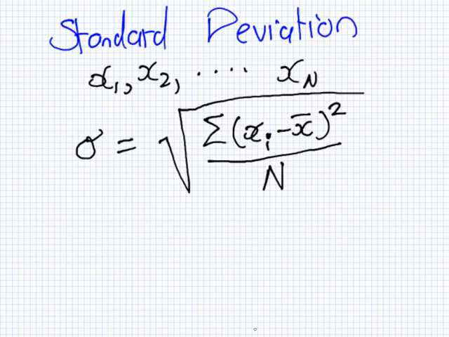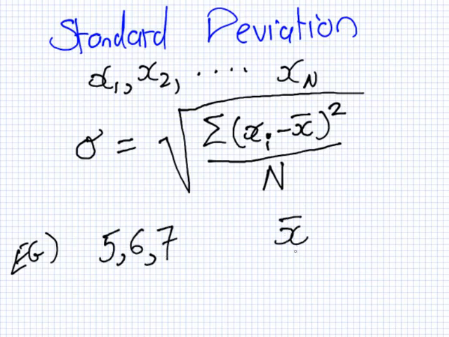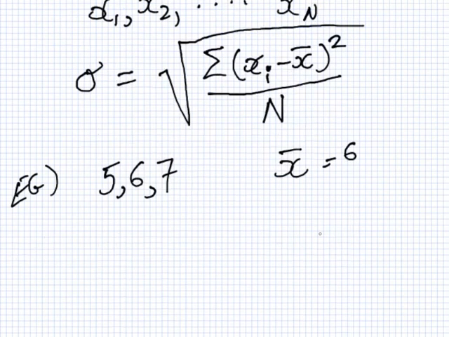Okay, so let's have a look at an example. Let's say I have something simple like the numbers 5, 6, and 7. What's the average of 5, 6, and 7? 6. 5 plus 6 plus 7 over 3 is 6. You can calculate if you don't believe me, but it is 6. Let's calculate the standard deviation.